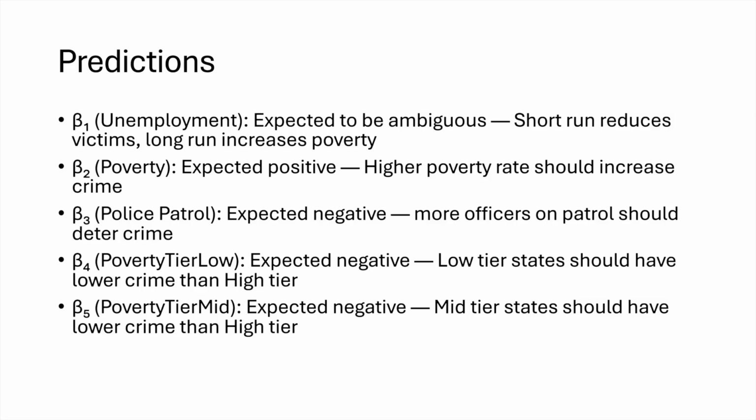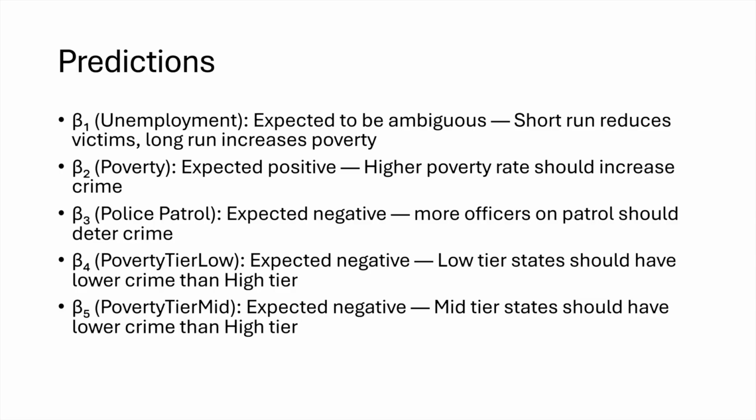Now, moving on to our predictions, before running the model, we wanted to set expectations for each coefficient based on theory from our reference paper. So, for unemployment, we actually expect an ambiguous sign. In the short run, higher unemployment might reduce crime because there are fewer people out and about as potential victims. But in the long run, it can increase crime as unemployment leads to poverty. So this one could honestly go either way.